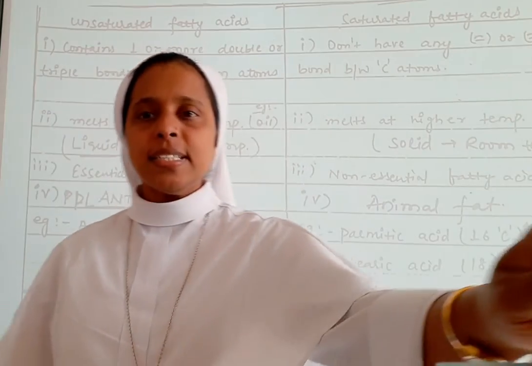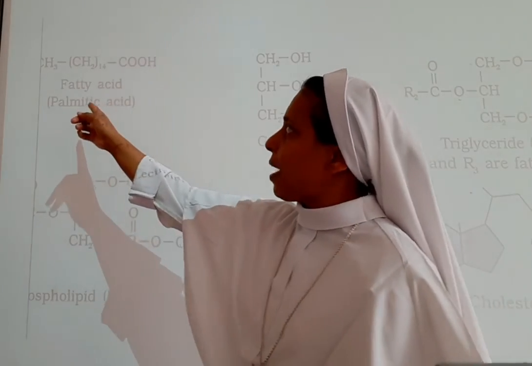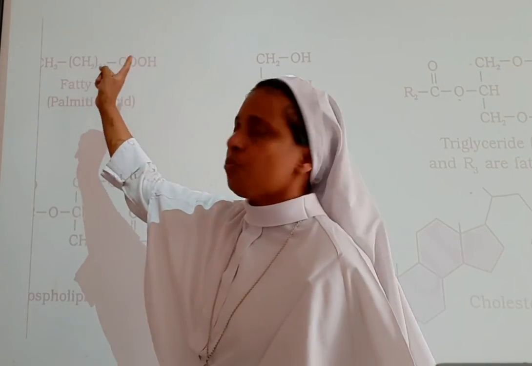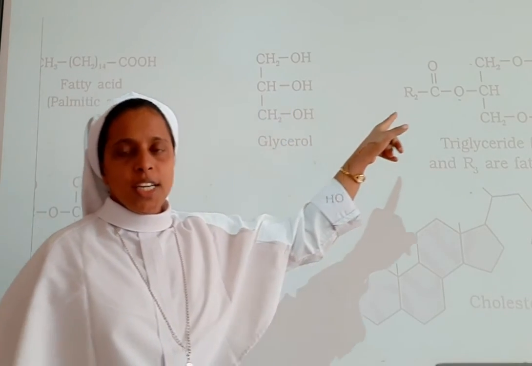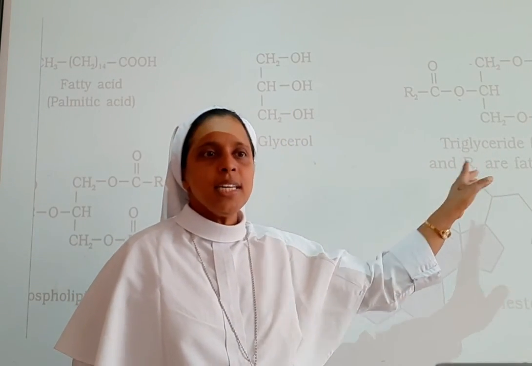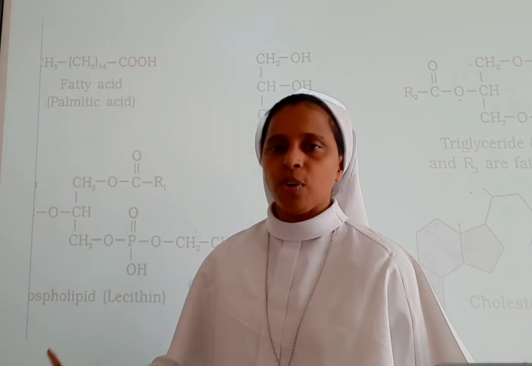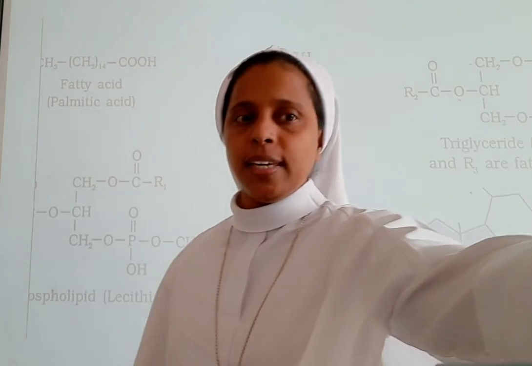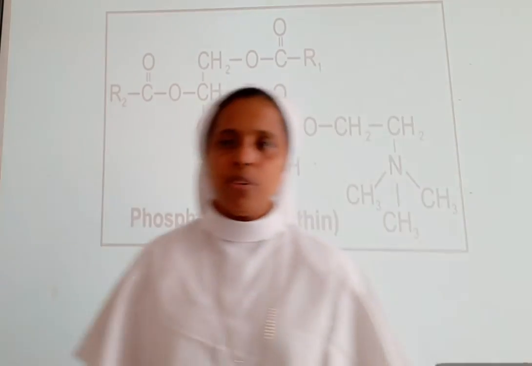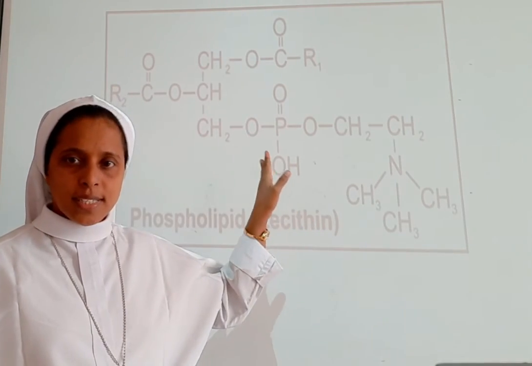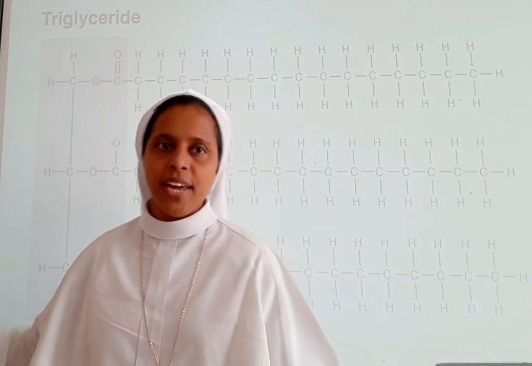Now let us see the structures. The structure of fatty acid, palmitic acid: CH3, CH2 14, COOH. Then we have the structure of glycerol, triglyceride, cholesterol, and phospholipids. Each one we will see in detail. Now, this is the structure of phospholipid. As I have told, this is the structure of triglycerides.